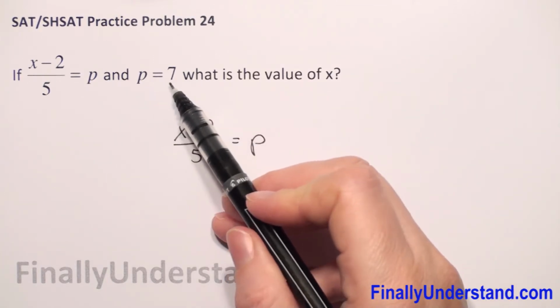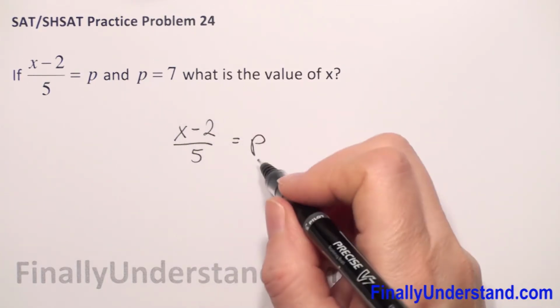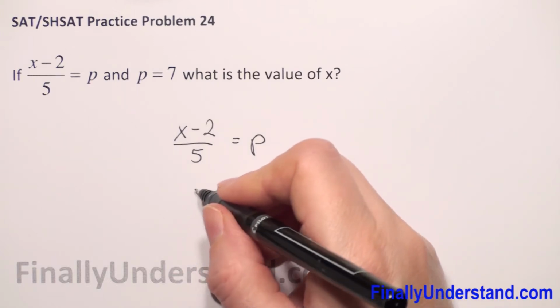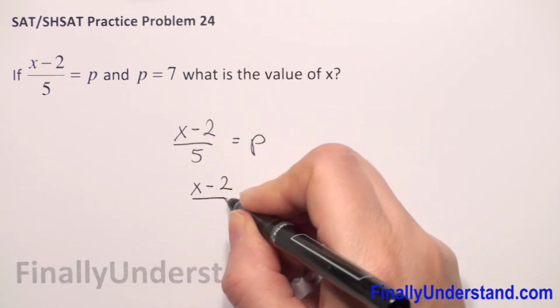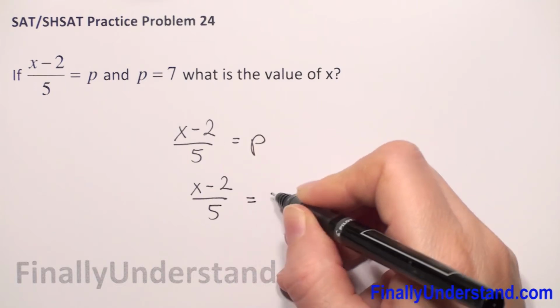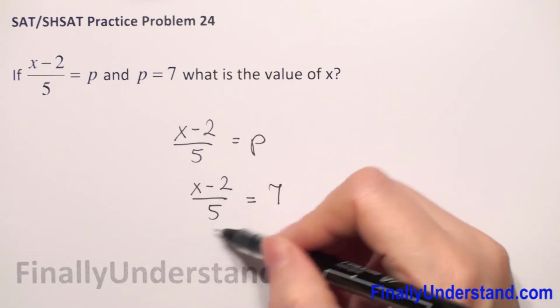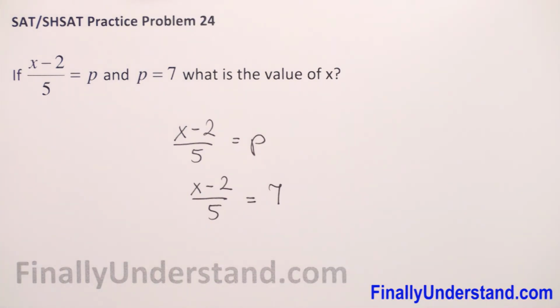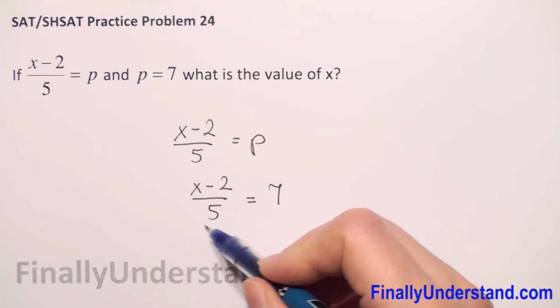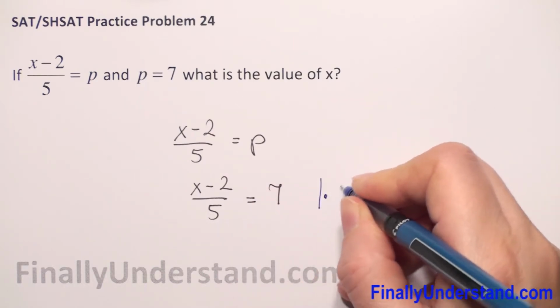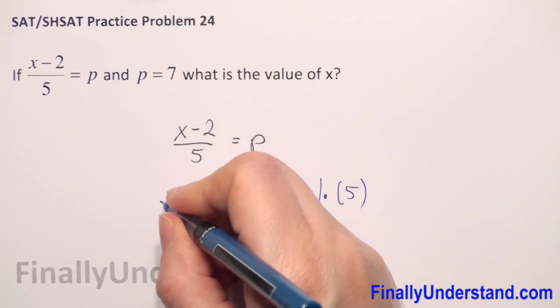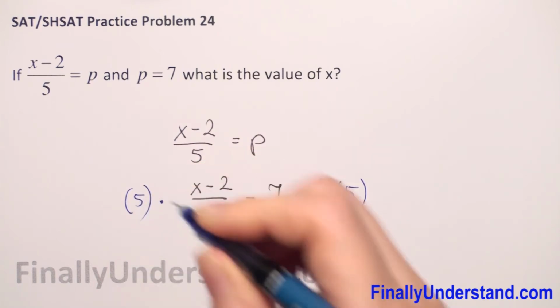P we have given, that is 7, so we can substitute p by 7, so we have (x minus 2) over 5 is equal to 7. And now, because we have a fraction on the left side, to reduce this fraction, I will multiply both sides by the denominator, so times 5, both sides.